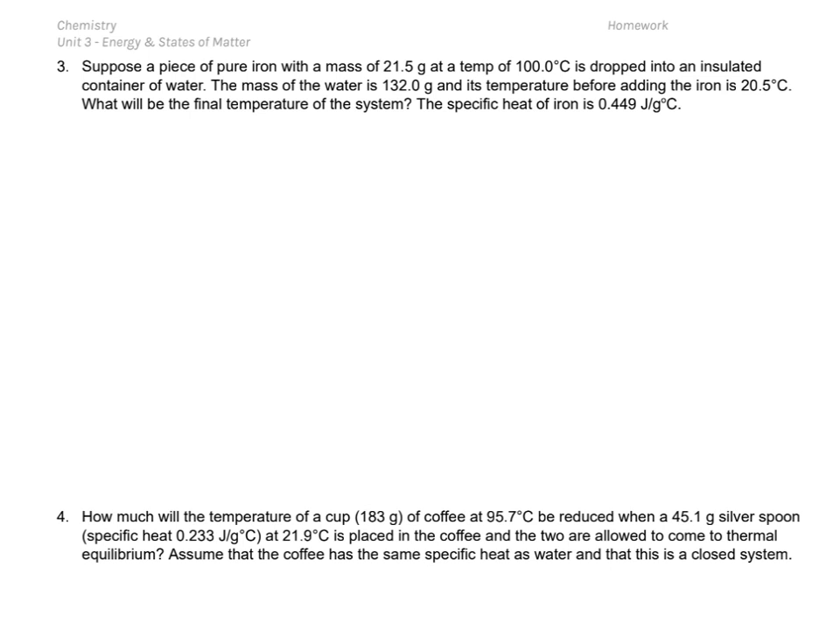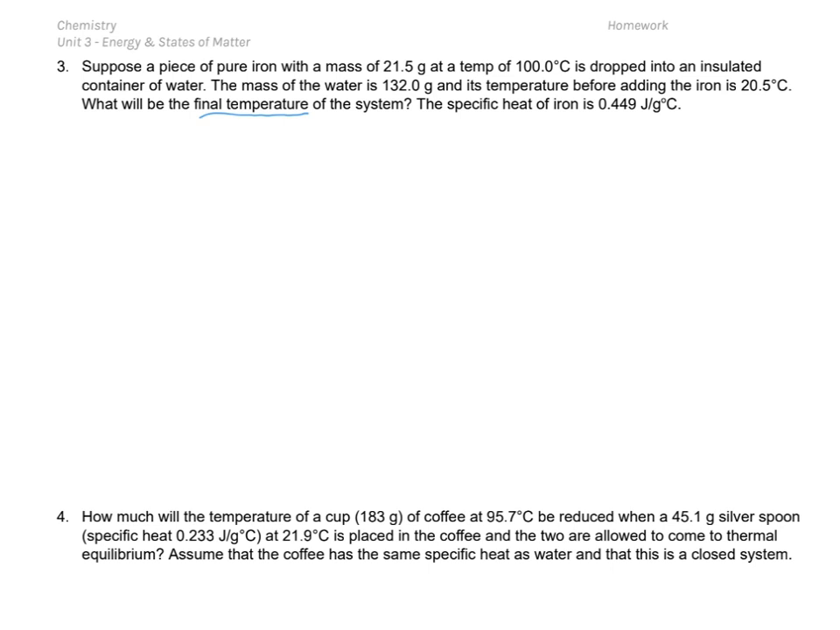So this first one is, suppose a piece of pure iron with a mass of 21.5 grams at a temperature of 100 degrees Celsius is dropped into an insulated container of water. The mass of the water is 132 grams and its temperature before adding the iron is 20.5 degrees Celsius. What will be the final temperature of the system? So that's what we're solving for here, is final temperature, TF. We know the specific heat of the metal. It gives us here, it's 0.449 joules per gram per degree Celsius.